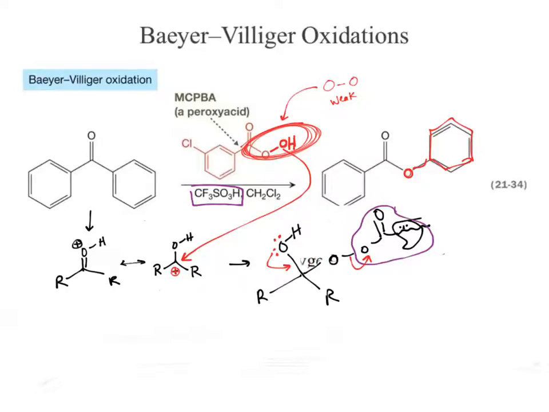The wrong thing is leaving. Take one of the phenyl groups. Or in this case, one of our R groups. Let's take those electrons and kick those out. But then I'd have a carbon nucleophile, C negative. That's bad. Can't do that.